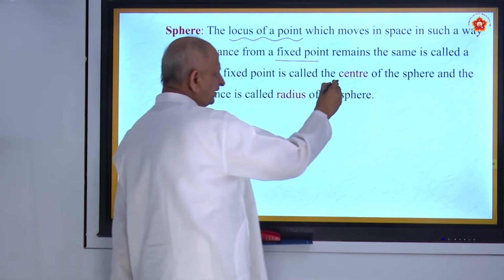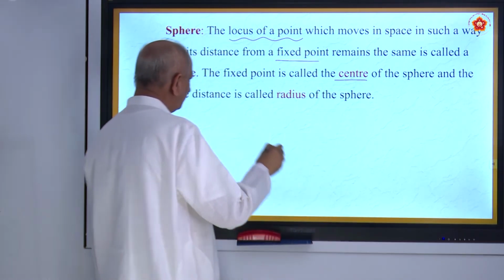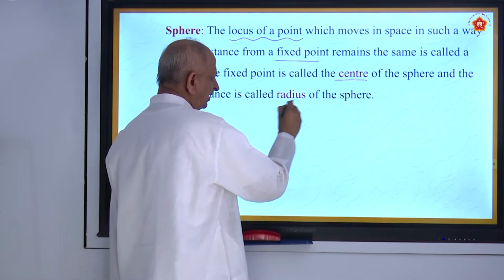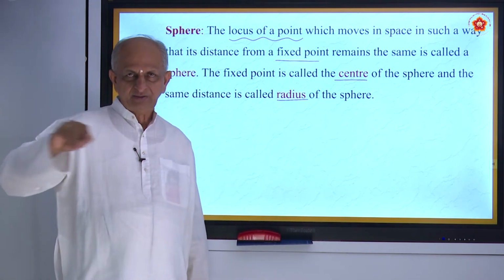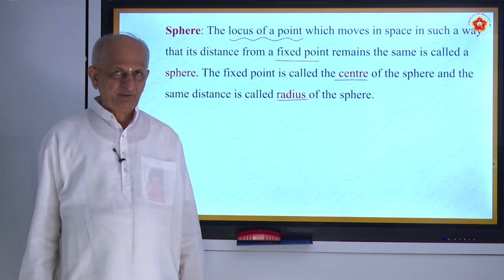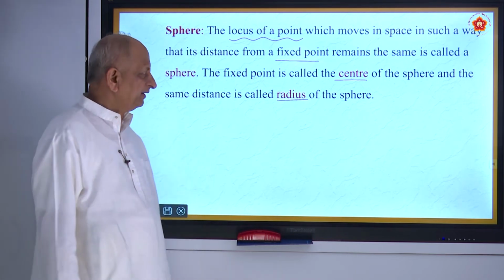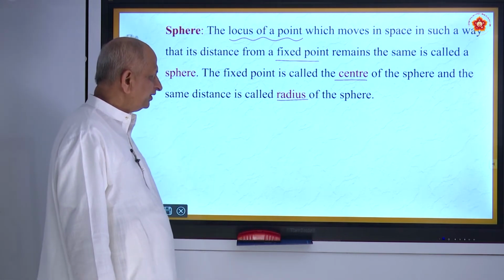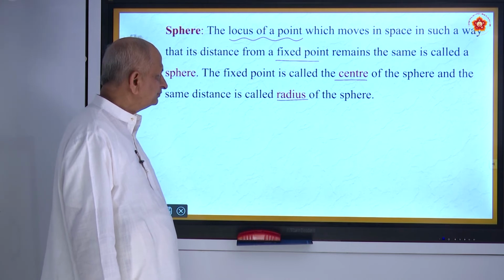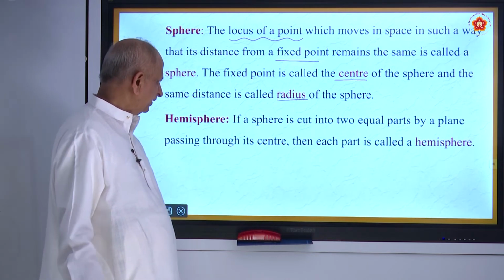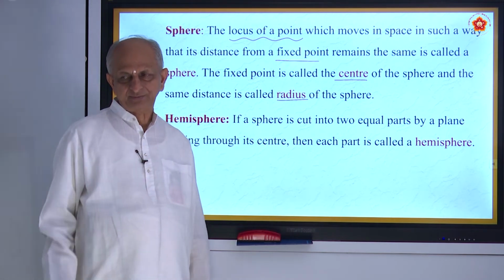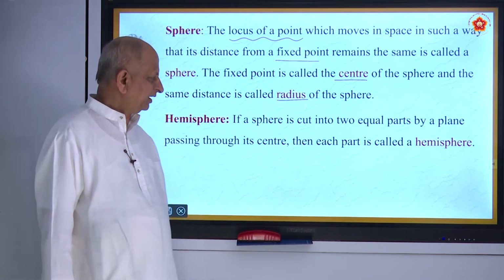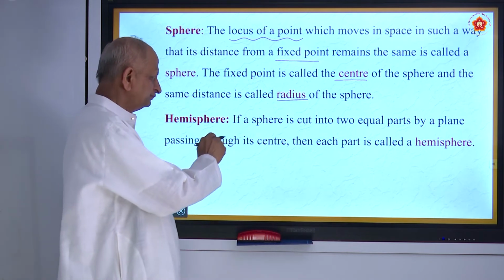This fixed point is called the center, and the same distance is called the radius. So from the center, if you take, all radii will be equal. So this is the definition of a sphere. It is a 3-dimensional one, you must note. Suppose you cut that sphere into 2 parts, you get what is called a hemisphere.